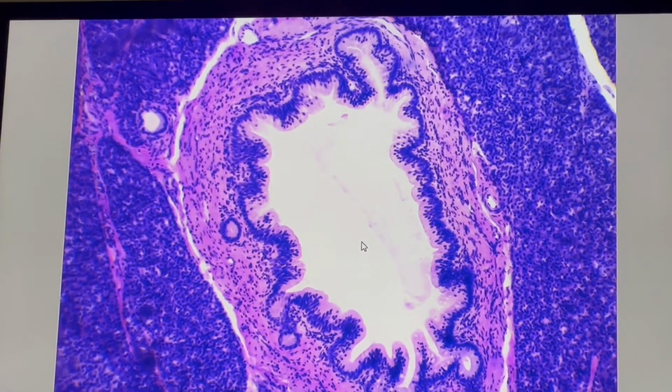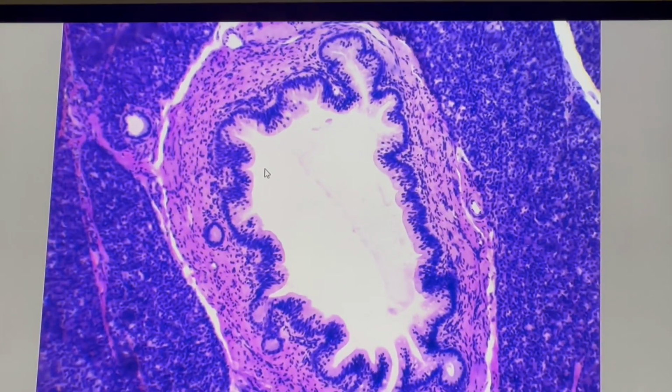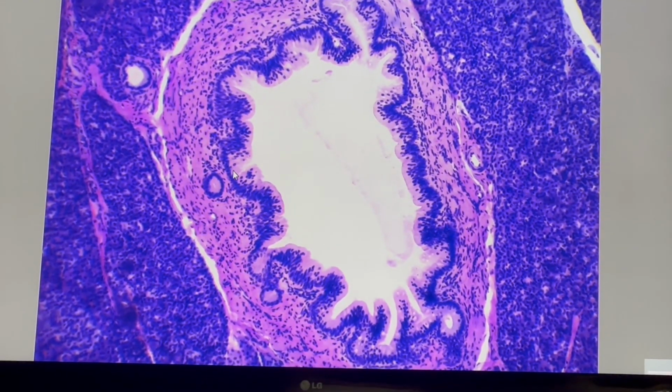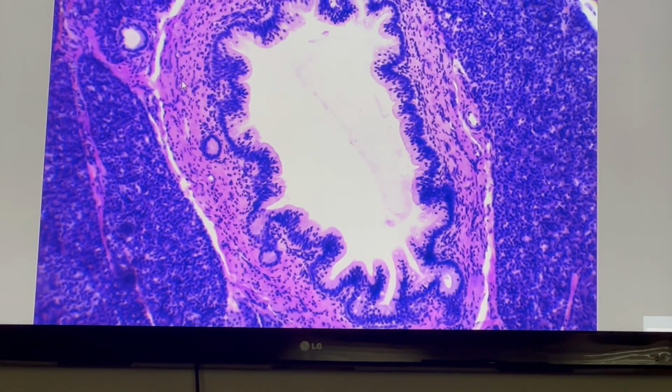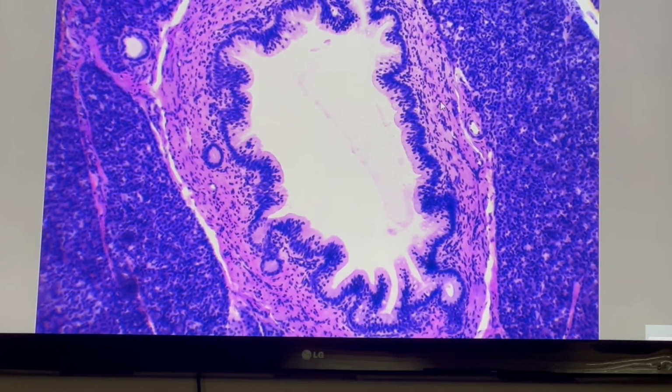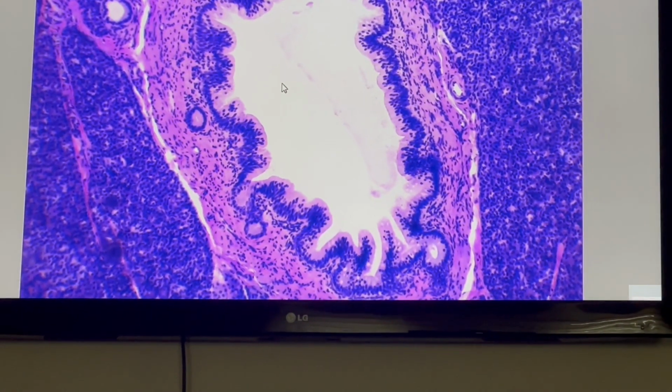This is the major pancreatic duct, lined with pseudostratified columnar epithelium and surrounded by connective tissue. Major pancreatic duct.